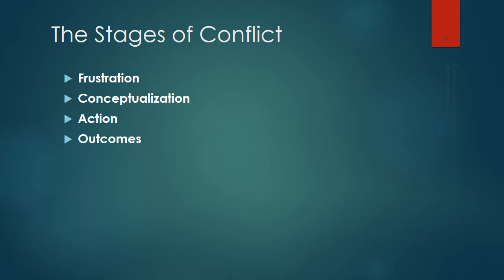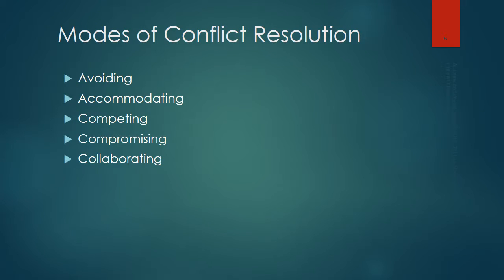The way the individuals perceive and define the conflict has a great deal of influence on how creative those involved may be in trying to resolve the problem and what type of outcomes can come about. The third stage is action, and the fourth stage is outcomes. Modes of conflict resolution include avoiding, accommodating, competing, compromising, and collaborating.